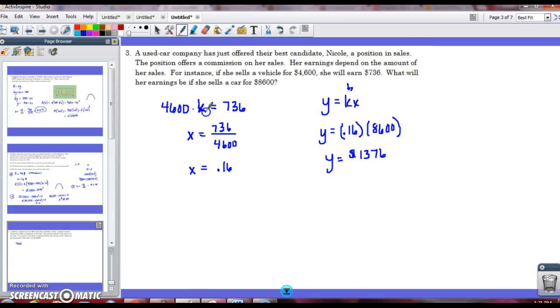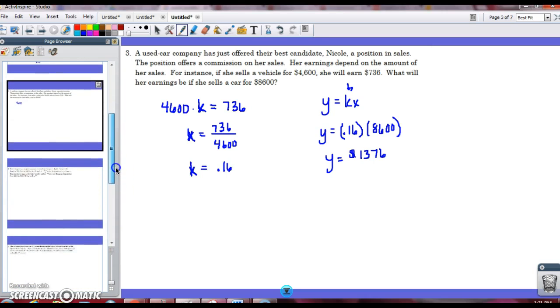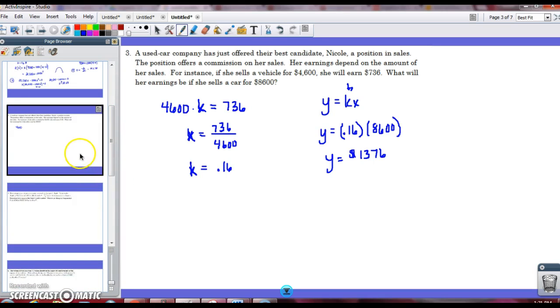Okay, so first we had to find the constant of variation. I probably should have called this K. This is our K value. That's our constant of variation. Okay, and once we found that, then we could go ahead and figure out what the other amount was. Okay, let's see if we can fit one more problem in this video.